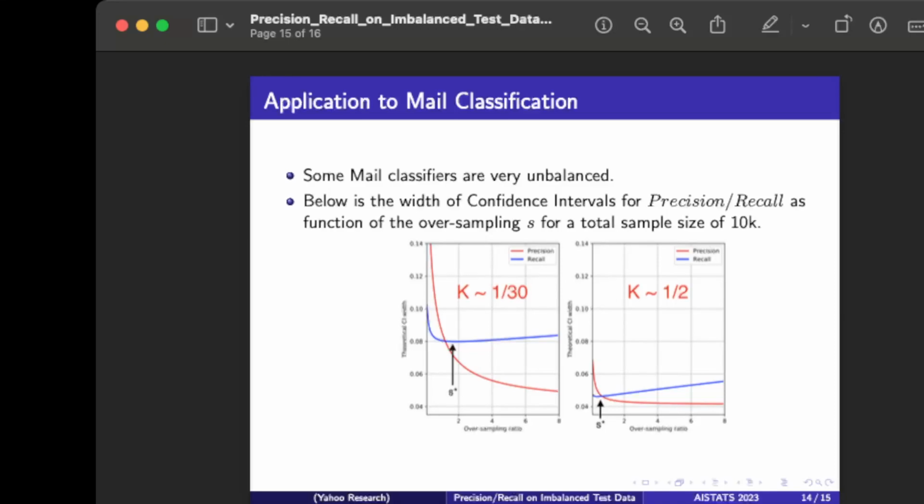So below, we show two classifiers. For each classifier, we plot the relationship between the oversampling ratio S and the width of the confidence intervals for both precision and recall by fixing the sample size. For the classifier on the left side, the imbalance ratio is 1/30, and we chose 1.5 as the oversampling ratio. For the classifier on the right side, the imbalance ratio is 1/2. We do not need to do any oversampling for this classifier to satisfy the business needs.